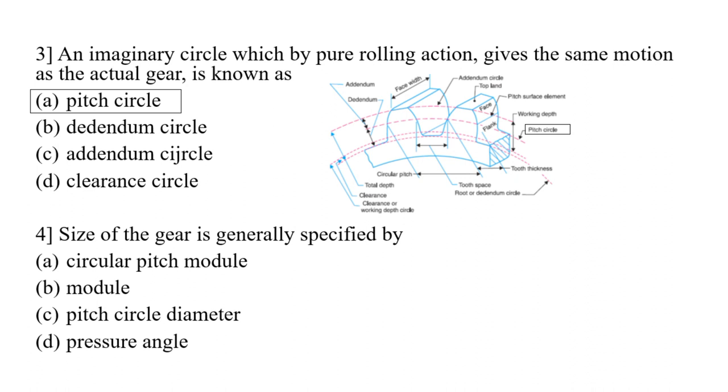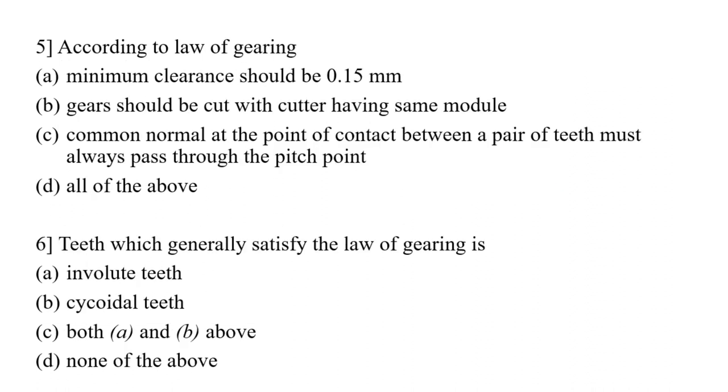Next, size of the gear is generally specified by its pitch circle diameter. Whatever definition we have seen previously is a pitch circle, and the diameter of that pitch circle is called the pitch circle diameter. That is the basic size of the gear by which that gear is specified, pitch circle diameter.